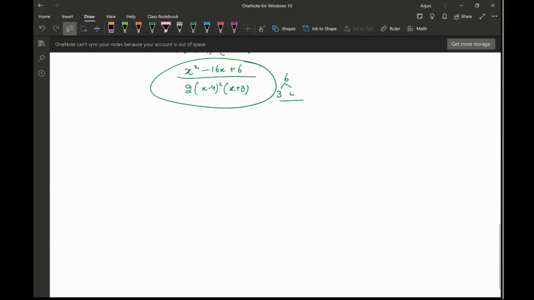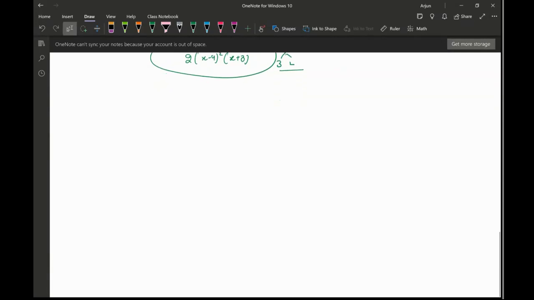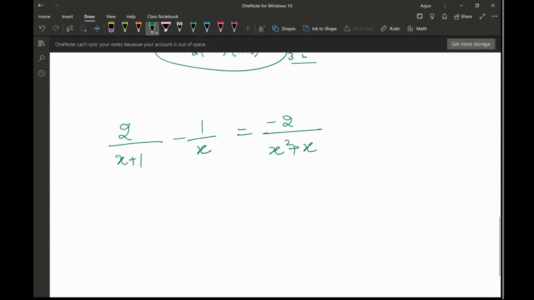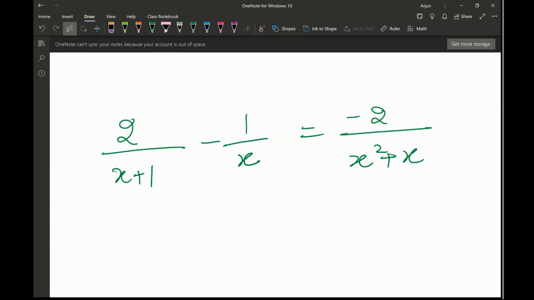All right, so now I'm going to try and solve some of the equations. For example, the question is going to look like 2 upon x plus 1 minus 1 upon x equal to minus 2 upon x square plus x. Now when you have an algebraic term and you have to solve it, the first thing you have to do is find the non-permissible values. First thing you should do, even if you're not finding it for the simplify questions, that's okay. But when you have to solve it, solve and simplify are two different things.